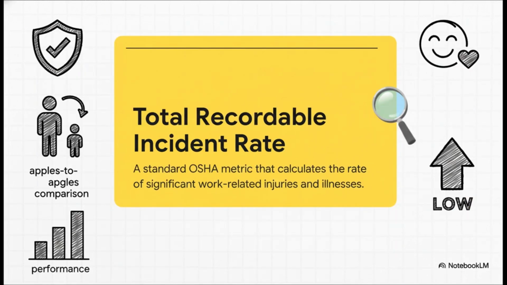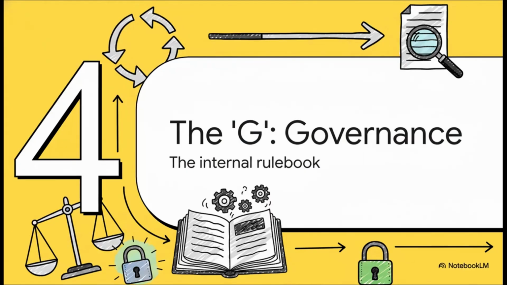And what about safety on the job? Well, the total recordable incident rate, or TRIR, is the gold standard here. Because it's a standardized metric, it lets you make a real apples-to-apples comparison between companies. A low TRIR score is a really strong sign that a company takes the health and well-being of its employees seriously. And that brings us to our final piece of the puzzle, the G for governance.